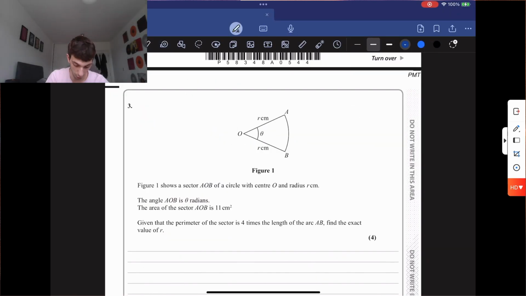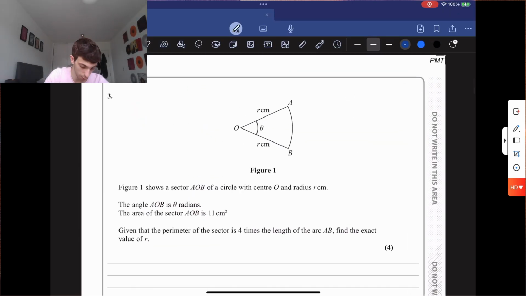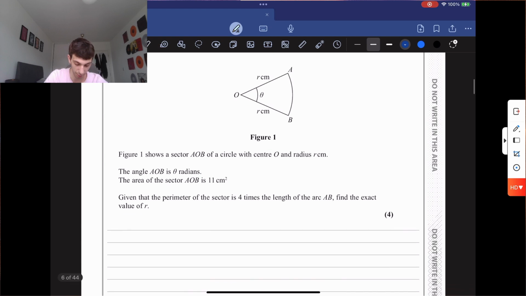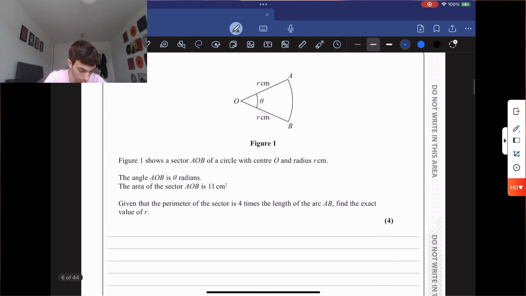Question 3, we're told that figure 1 shows a sector AOB of a circle with center O and radius r centimeters. The angle AOB is theta radians. The area of sector AOB is 11 centimeters squared. Given the perimeter of the sector is 4 times the length of the arc AB, find the exact value of r. Okay, so just use the information they give us.